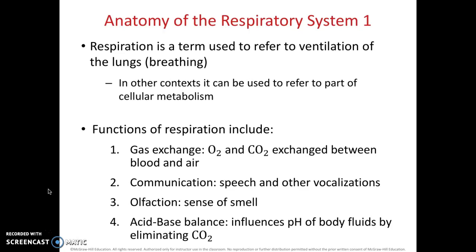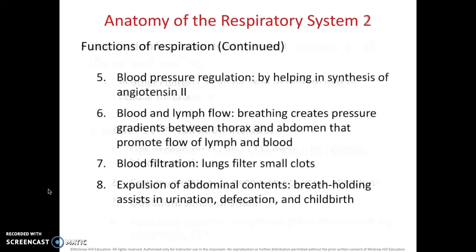So functions of breathing include gas exchange, where oxygen and carbon dioxide are exchanged between the blood and air; communication with speech and other vocalization; olfaction, which is the sense of smell; acid-base balance, which influences the pH of body fluids that can be influenced by eliminating carbon dioxide; it can also help with blood pressure regulation by helping in the synthesis of angiotensin II, as well as helping with blood and lymph flow. So breathing creates pressure gradients between the thorax and the abdomen that promote the flow of lymph and blood.